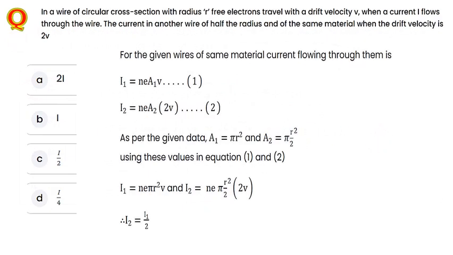Okay, now the next one: a wire of circular cross section with radius small r, moving with a drift velocity v, when a current I flows through the wire. Now what they are asking is the current in another wire, where the radius is r by 2, half of the radius, the material is the same, and the drift velocity is 2v.